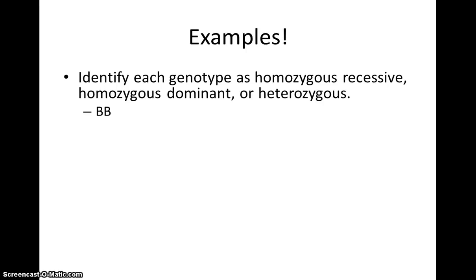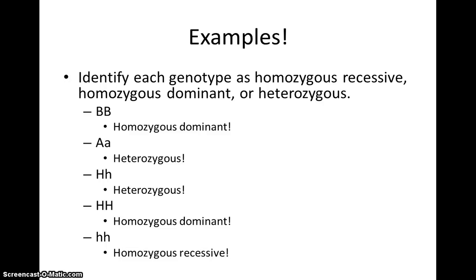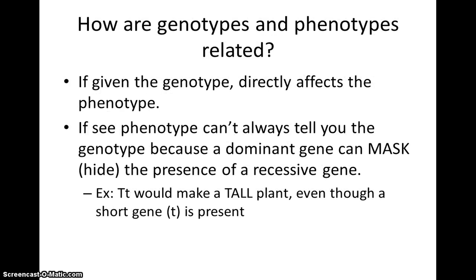So this first one, I have two big B's. Dominant is capital, so this must be homozygous dominant. Big A, little a, I've got a dominant and a recessive, so this has to be heterozygous. Another, big H, little h, capital and lowercase, so this is heterozygous as well. Big H, big H, two capitals, homozygous, they're the same. The capital is dominant, so homozygous dominant. Little h, little h, they're the same, so homozygous, and those are lowercase, so it's homozygous recessive. Okay, so when you're going through and identifying, that's how you go through that process.